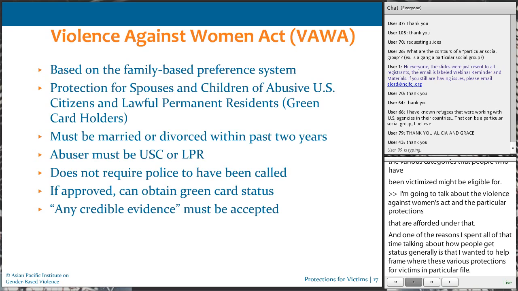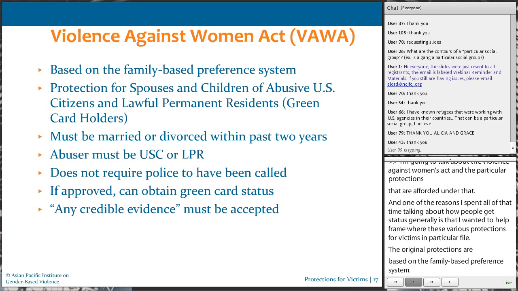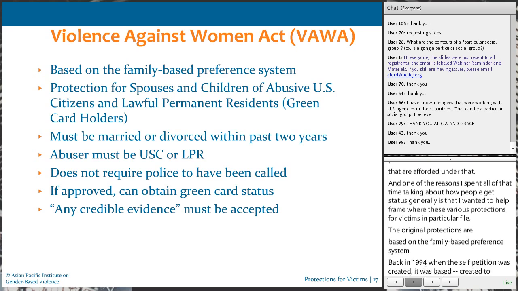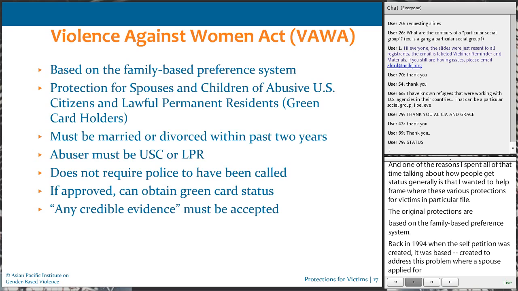Back in 1994, when the self-petition was created, it was created to address this problem where a spouse applied for their wife, and part of the application for a spousal-based petition is that you have to show good faith marriage. You didn't enter into this marriage for the purposes of getting immigration papers. And so people would be staying in abusive relationships because they were concerned about their immigration status.